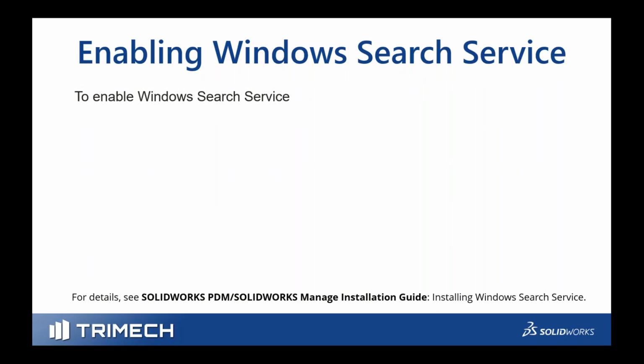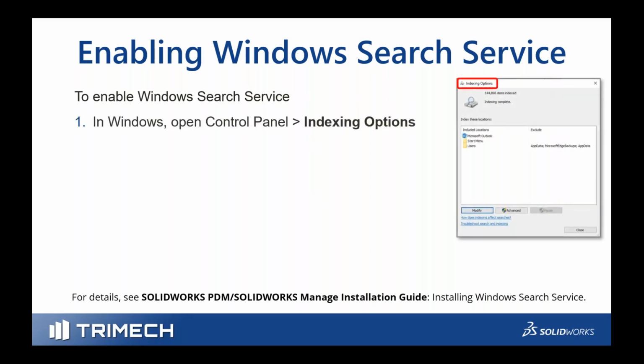So first, we're going to start off by looking at how we enable the Windows search service. This Windows search service is in Windows, and you would open your control panel and look for indexing options. When you open up the indexing options, this is what the screen is going to look like, and we're going to go into that in a second. I just want to give an overview.